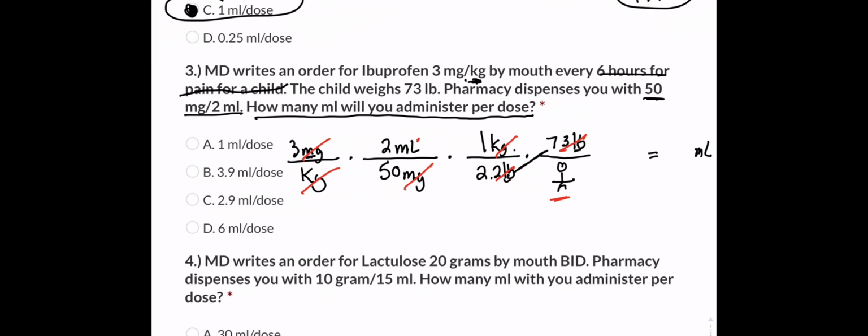So 3 times 2. 3 times 2 is 6. Times 1 is 6. Times 73. 438. Over. Now 50 times 2.2. That's all we have at the bottom. 50 times 2.2. That's 110. So now 438 divided by 110. And then we'll find out our milliliters.